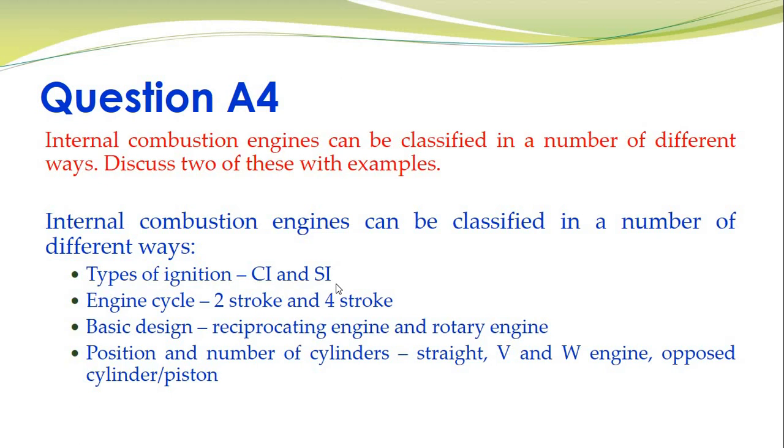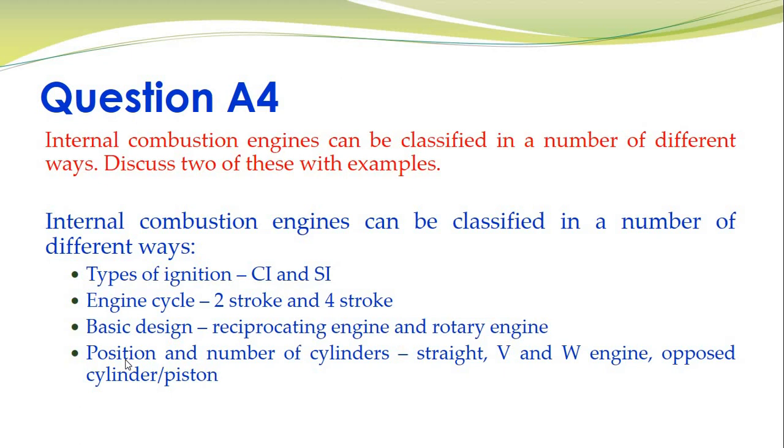Now what we have is engine cycle. When we look at engine cycle, we've got 2-stroke and 4-stroke. The next classification is basic design. In basic design, what we have covered in our lectures is basically a reciprocating engine and a rotary engine. A good example of a rotary engine can be seen in a Mazda, I think it's the RX-8 series. It's also called a Wankel engine.